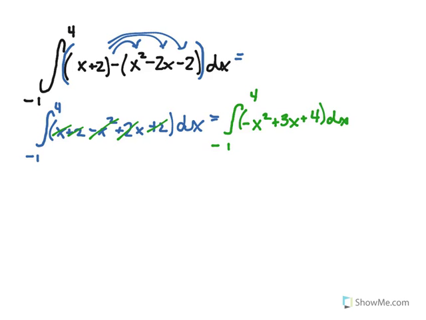I'm now ready to integrate the problem. So I'm going to begin by integrating. It's going to be negative x to the third over 3, or negative 1x to the third over 3, plus 3x squared over 2, plus 4x between the intervals of negative 1 and 4.